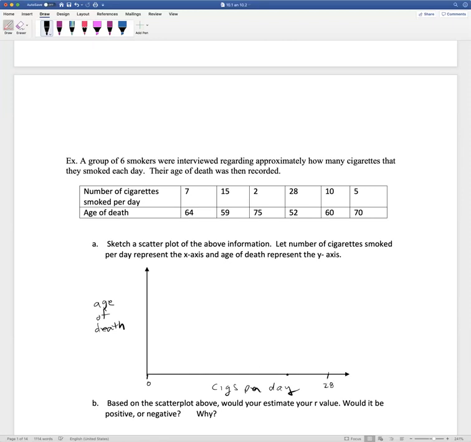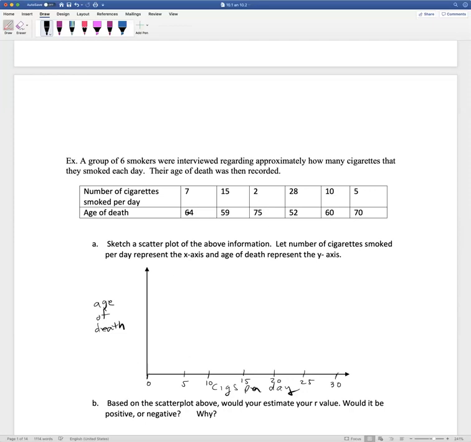And again, you can scale it however you deem appropriate. You don't even have to end at 28. You just have to make sure that 28 is captured. So let's start at 0, and we can end at 30, and let's just do them by 5s. So we know that 15 is going to be right here, halfway through. So here's 5, here's 10, here's 15, here's 20, here's 25, and here's 30.